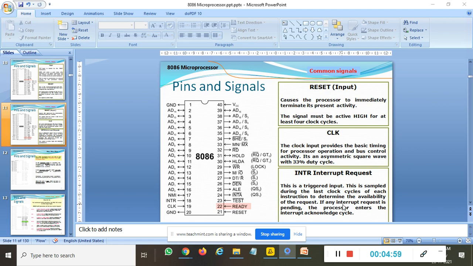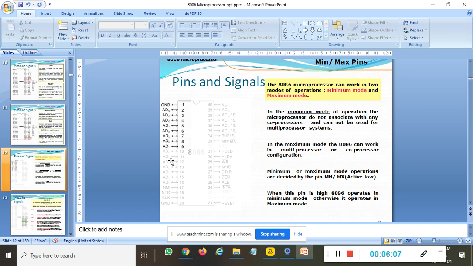If any interrupt request or any work is pending, then what does the processor do? It enters the interrupt acknowledgement cycle and sends the interrupt acknowledgement signal, which is the INTA signal, to the outside. This is the outside signal; INTR is the input signal and INTA is the output signal. So the interrupt signal is the triggered input and it is sampled during the last clock cycle of each instruction. Meaning in the last clock cycle the fetching operation of the instruction is completed. After that operation is completed, INTR determines whether any request is available or any other work remains. And if it is pending, then the processor enters the interrupt acknowledgement cycle. Okay.